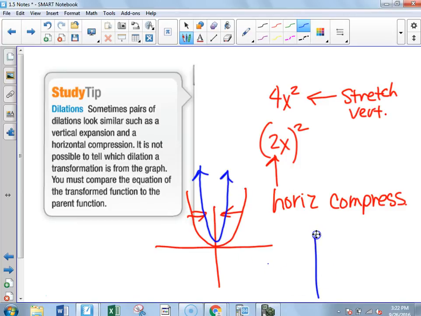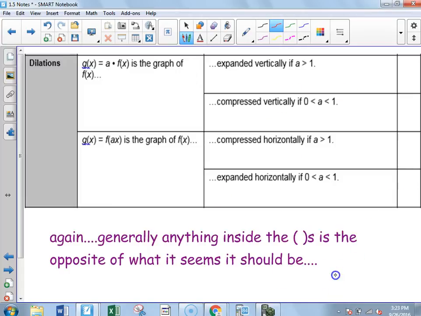You can sometimes, okay? If I had this graph and the zeros changed so that it looked like this, I would know that it was compressed horizontally, because the zeros moved in towards the y-axis. All right, let's fly through these.